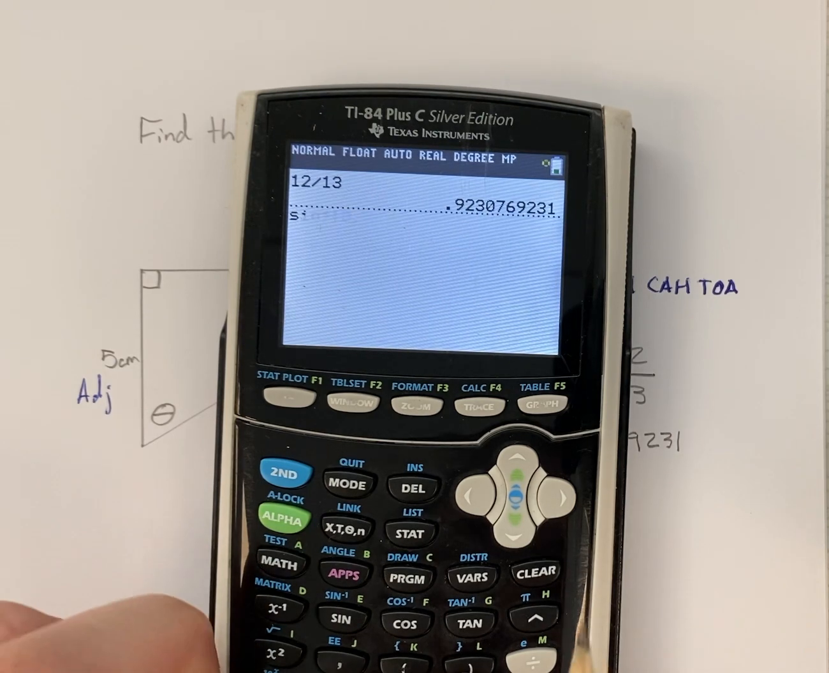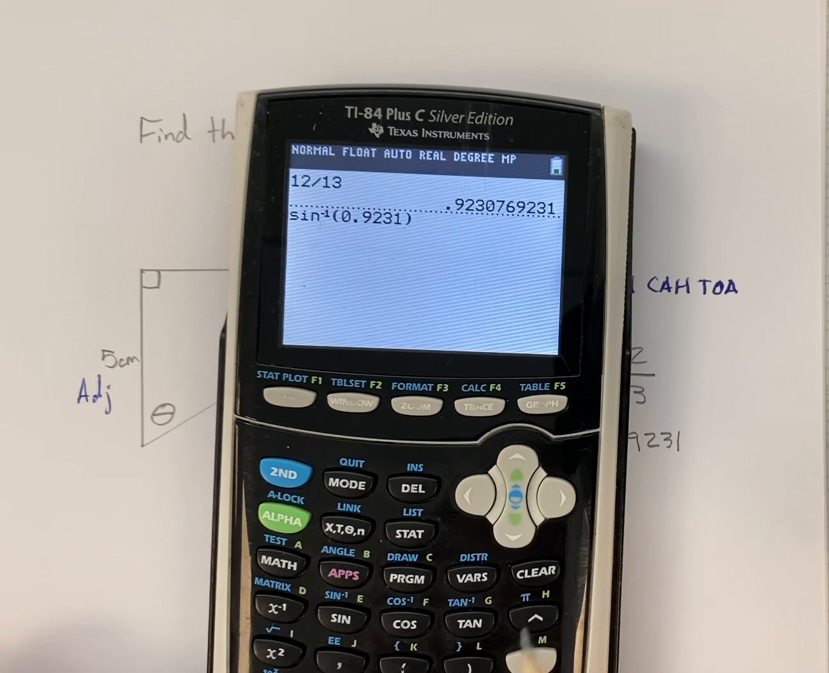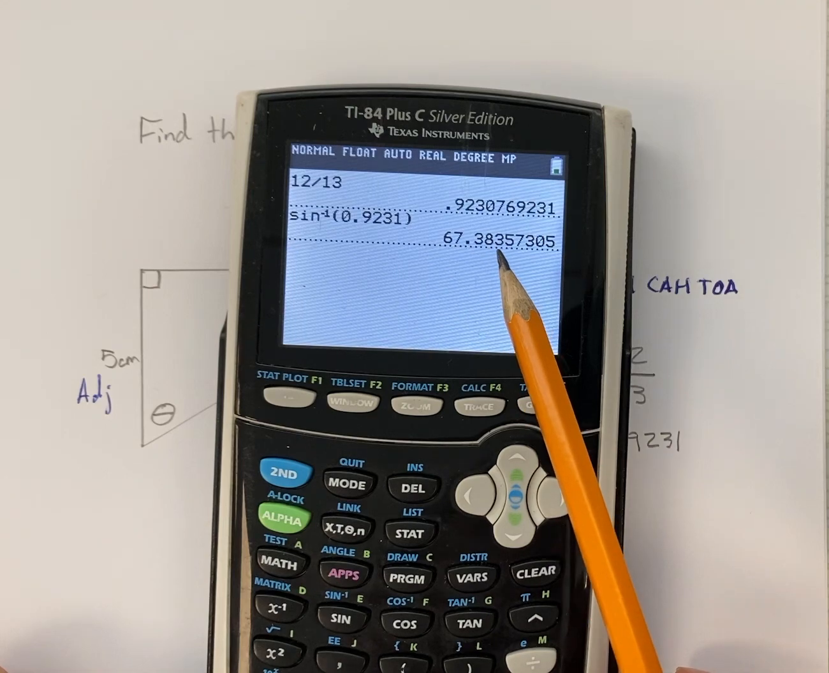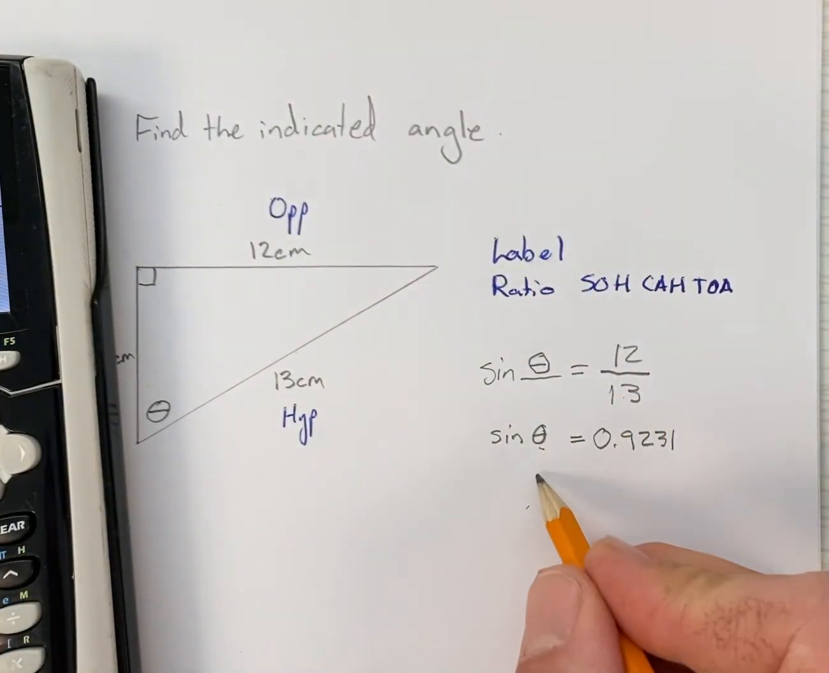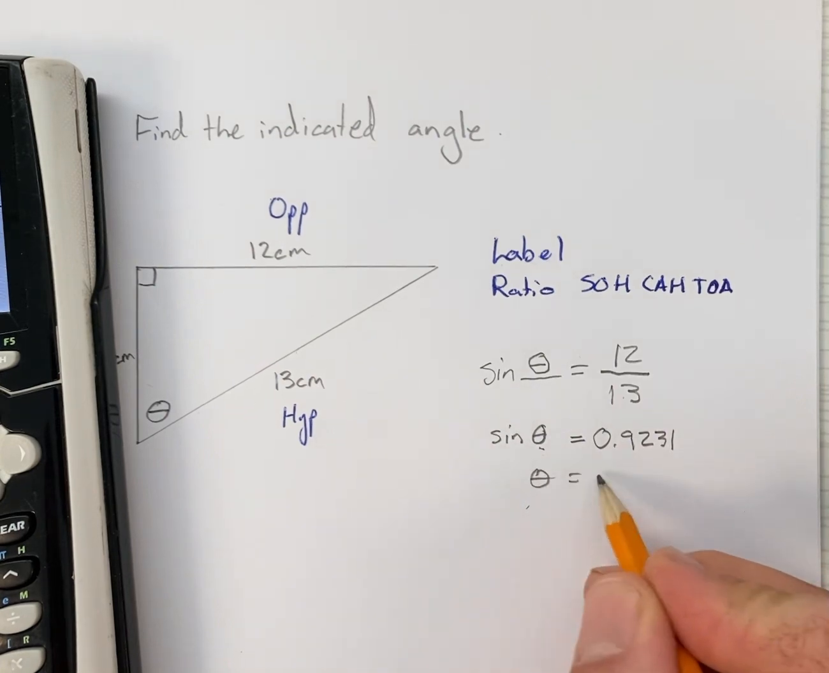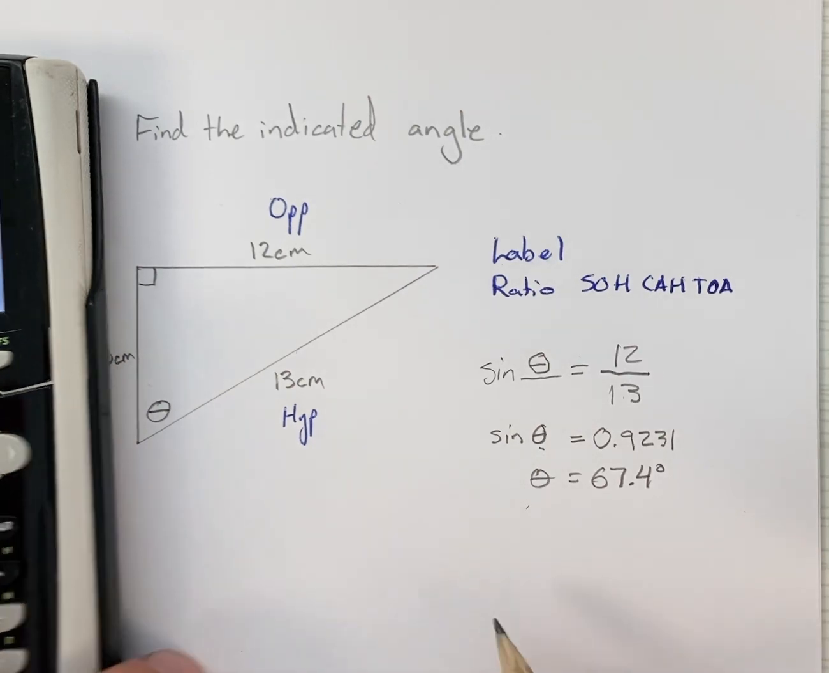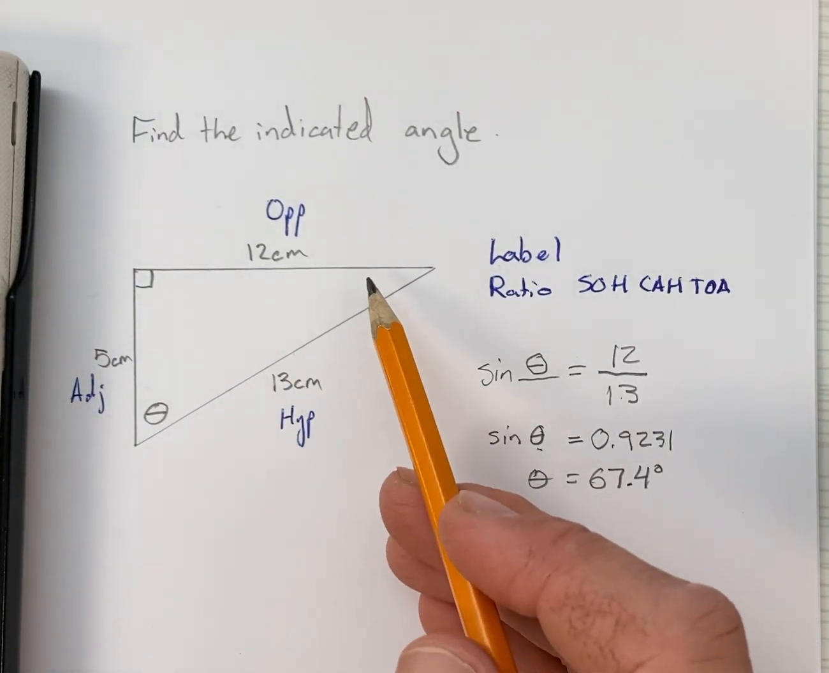So 0.9231, because I rounded to the 4th decimal place. And I go ahead and hit equals, and it gives me an angle of 67.38, or we can just say 67.4. And that is the angle of theta, 67.4 degrees.